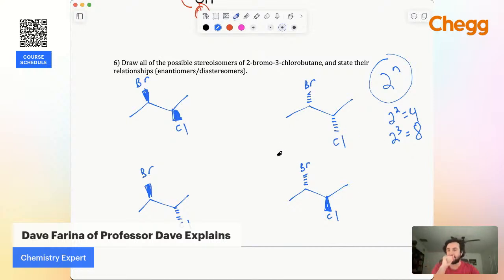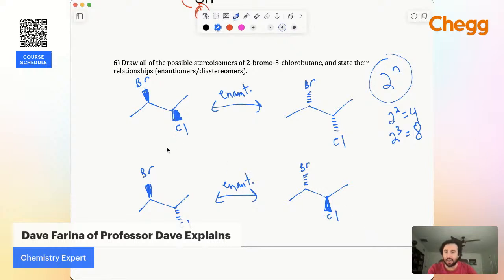What are their relationships? So we want to talk about enantiomers. Enantiomers are mirror images of one another, but another way of thinking about them is that if you take a molecule and you invert every one of its chiral centers, you get its enantiomer. So these are enantiomers, right? These are both on wedges. Now they're both on dashes. We have inverted each stereocenter. So these are enantiomers. Likewise here, these are enantiomers.